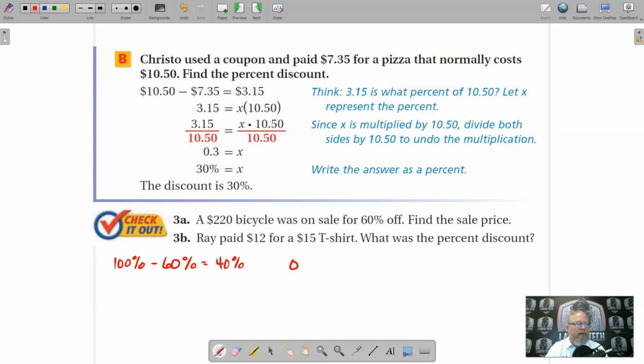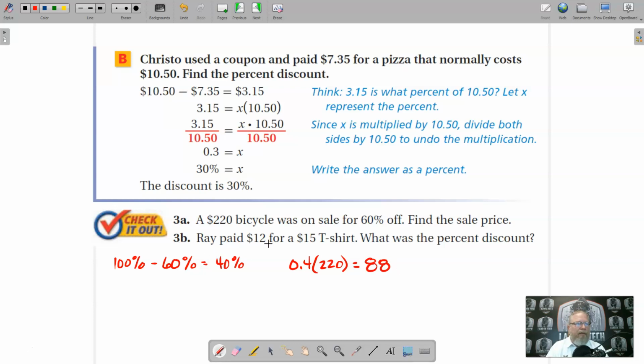40% as a decimal is 0.4. Multiply that times the original price, 220. 0.4 times 220 is going to give us 88. So you can buy the bike for $88.